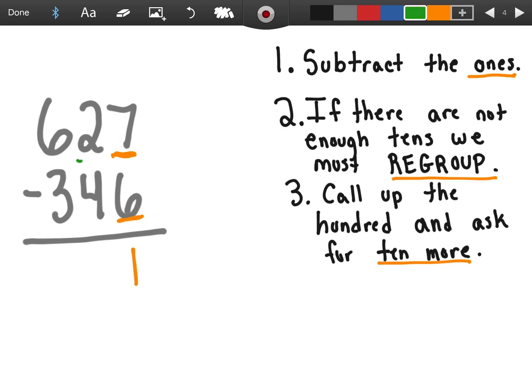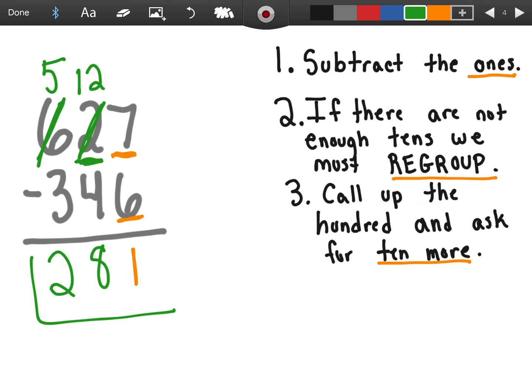We're then going to look in the tens place. We have 2, we want to take away 4. Second graders, if I have 2, can I give you 4? No way. So I've got to call up the hundreds, and borrow 10 tens. That becomes a 5. This becomes a 12. And then we can subtract, starting in the tens place now. So we have 12 minus 4, which gives us 8. And then we have 5 minus 3, which gives us 2, making the difference 281.